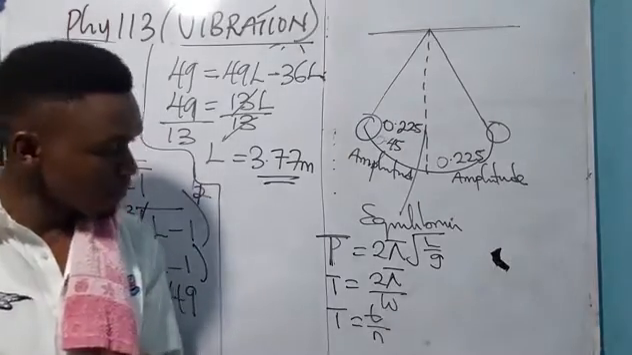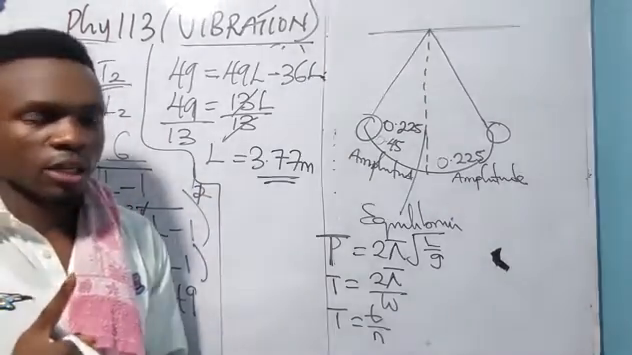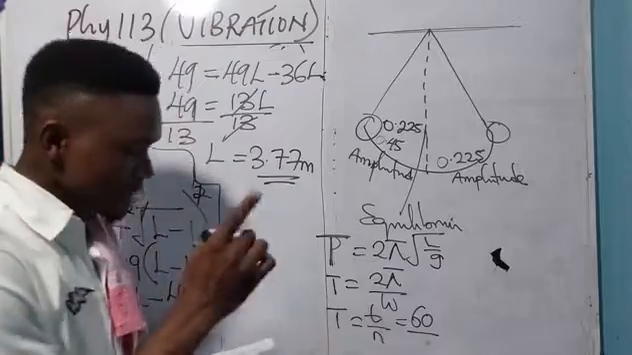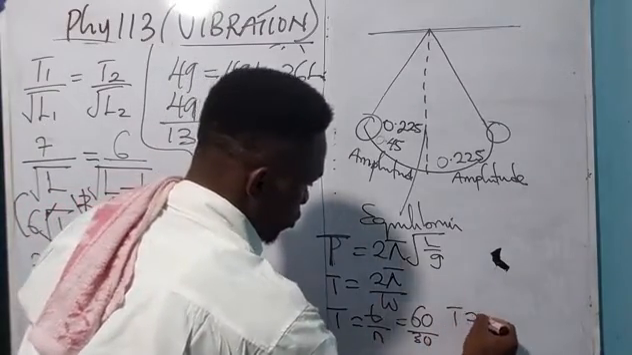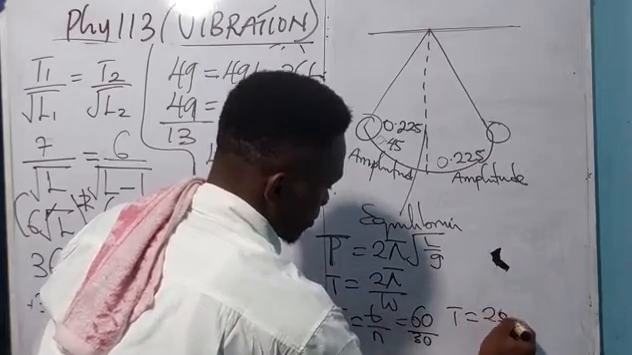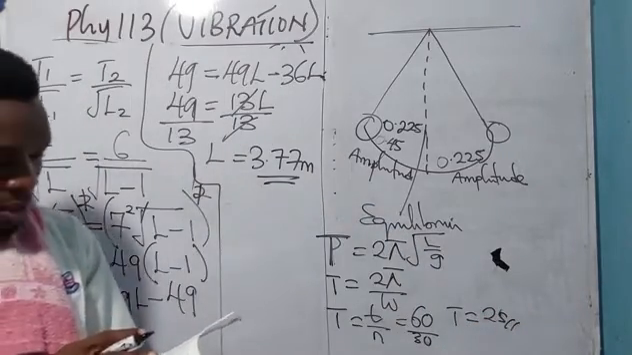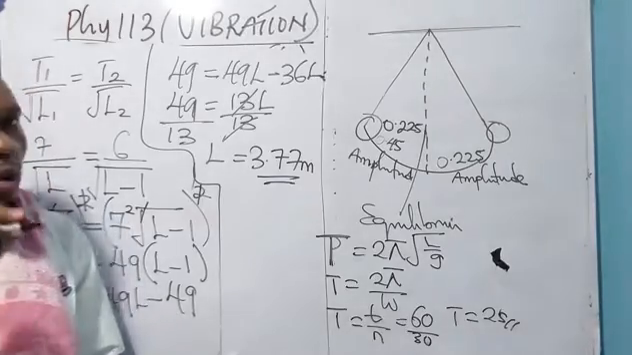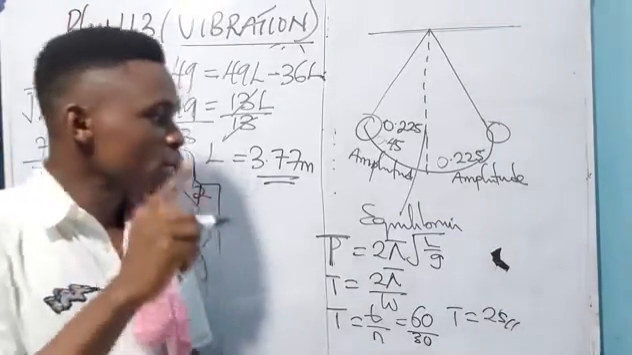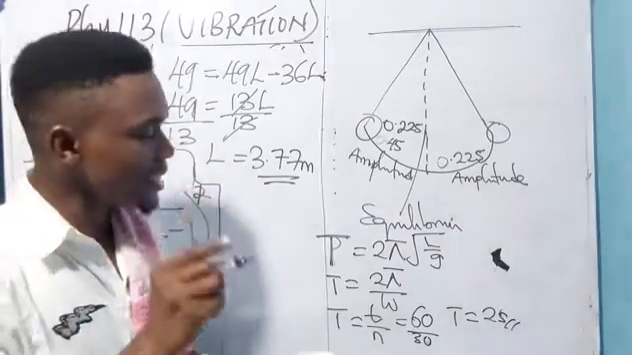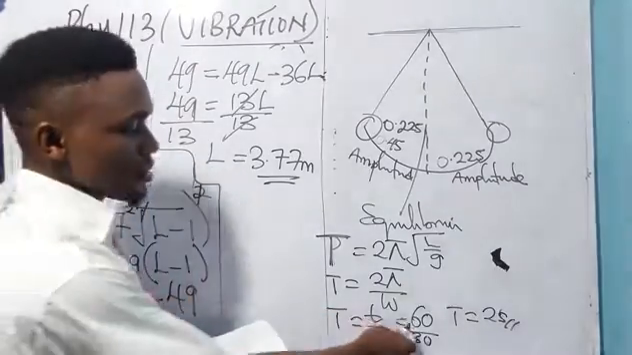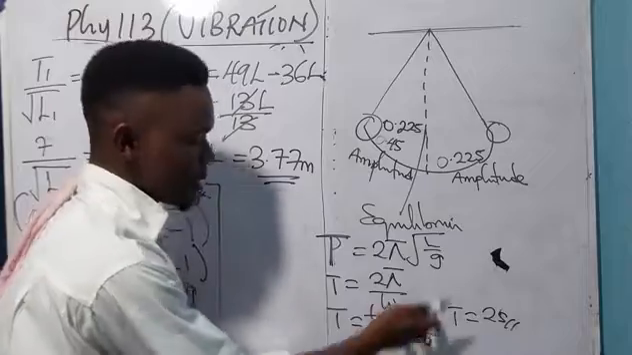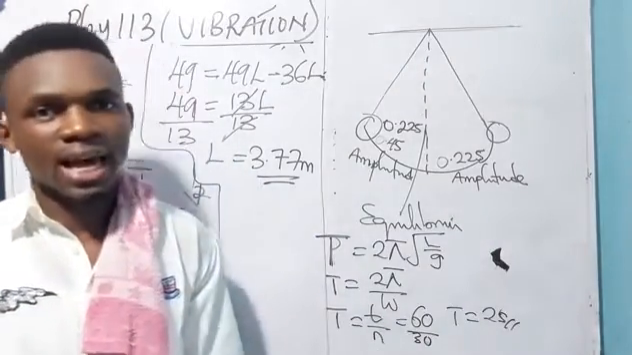The period now is, they said 1 minute, so we have to convert to seconds. So 1 times 60, you have 60, and they said 30 times, which means that the period now is 2 seconds. They said exactly 30 times a minute, and a minute means 1 minute, so we have to solve in seconds and not in minutes. So we multiply by 60. 60 times 1 is 60. How many oscillations? 30 oscillations. Now 60 divided by 30, you have 2 seconds. And that is what they are having here.